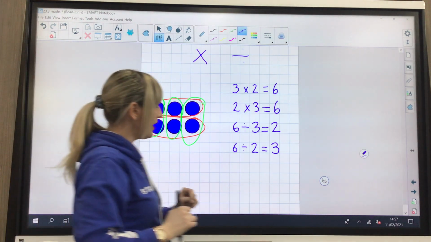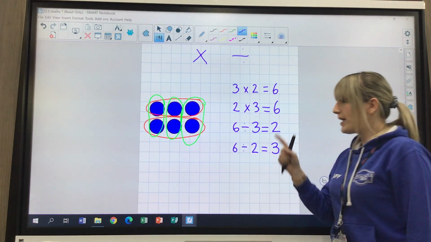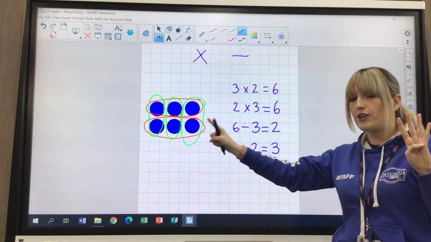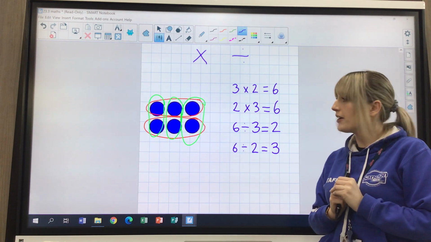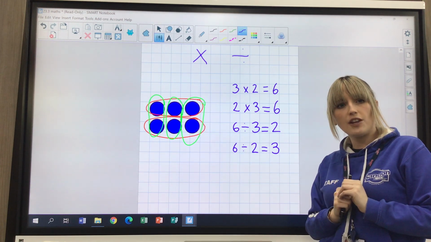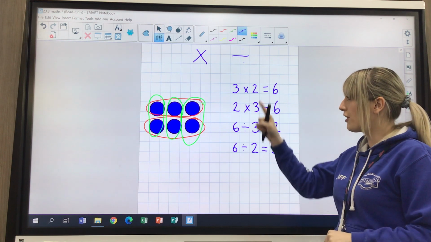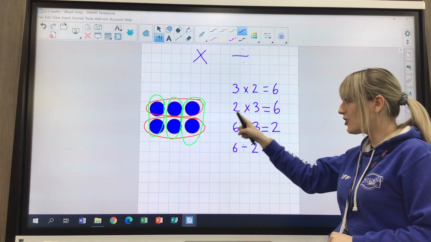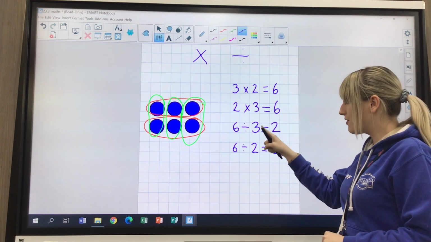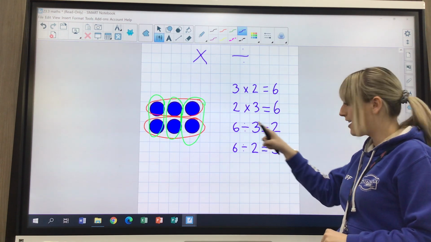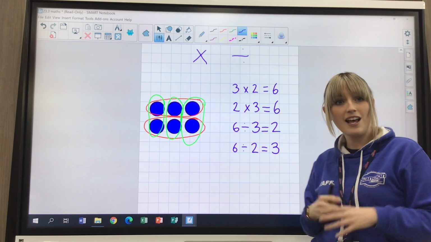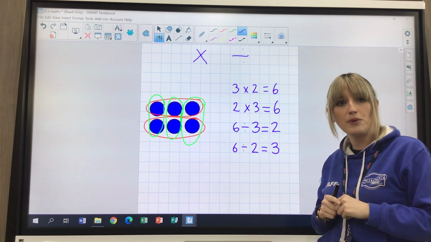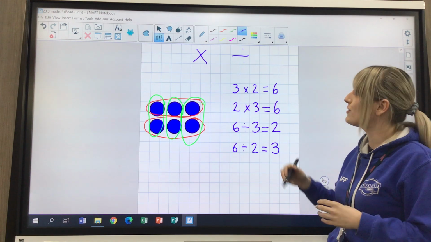So if we look, we can create 4 number sentences using this array, okay? And they've each got the same digits. I've got 3 and 2 and 6. They're just in a different order depending on the operation, whether it's multiplication or division.